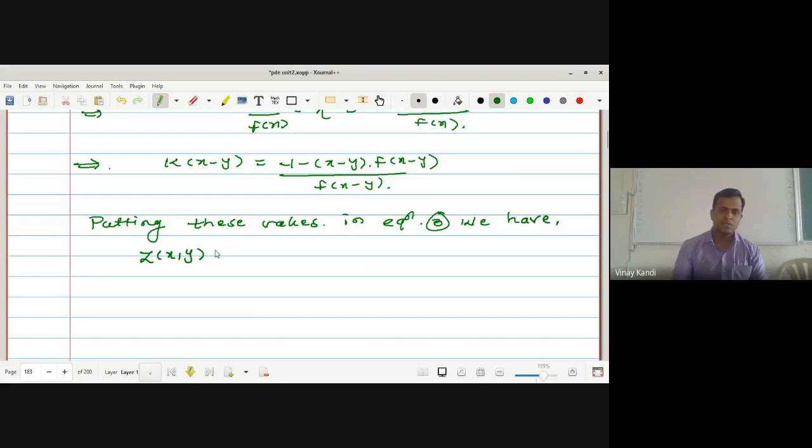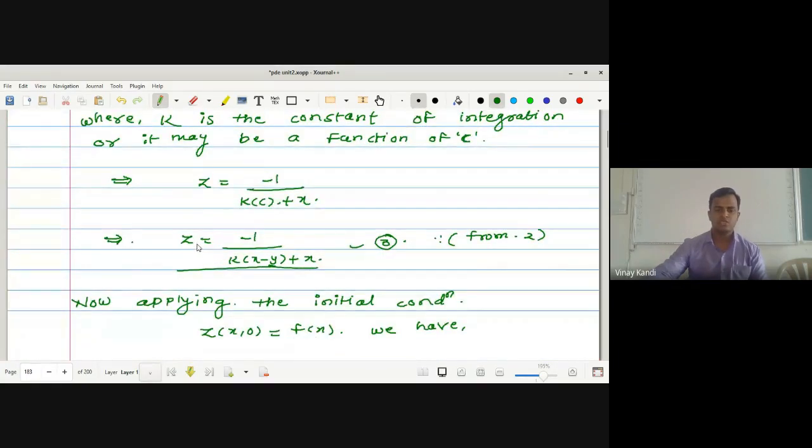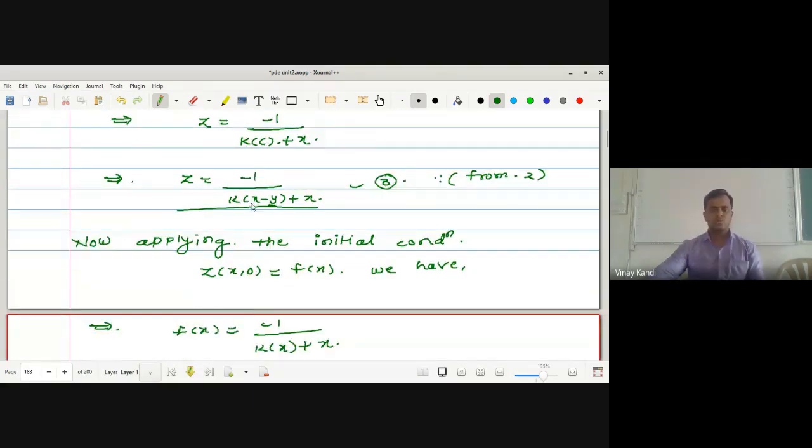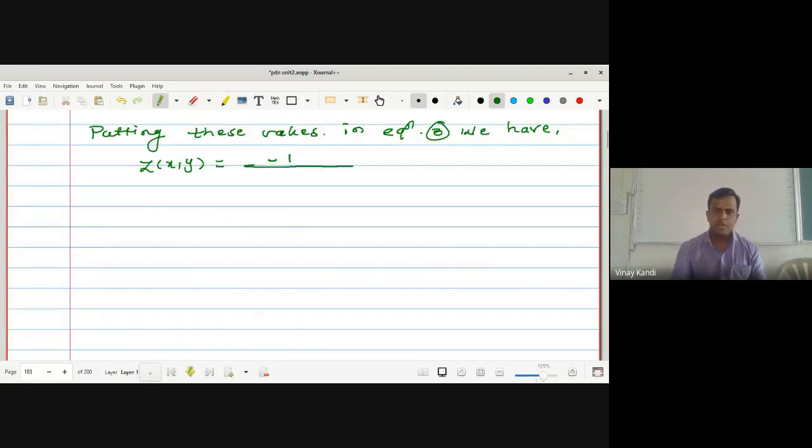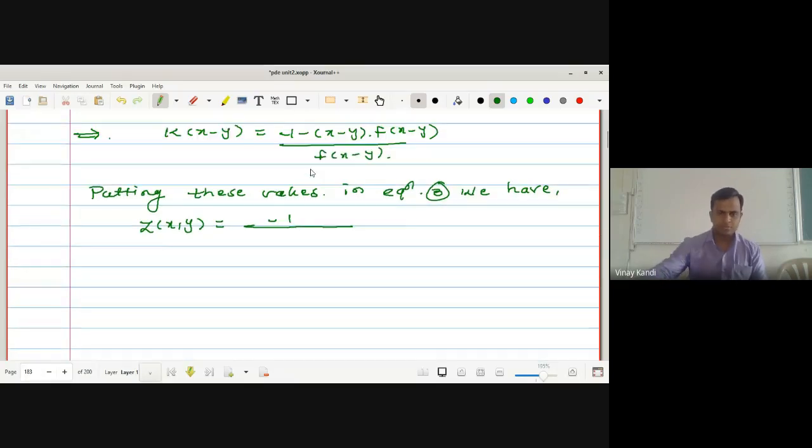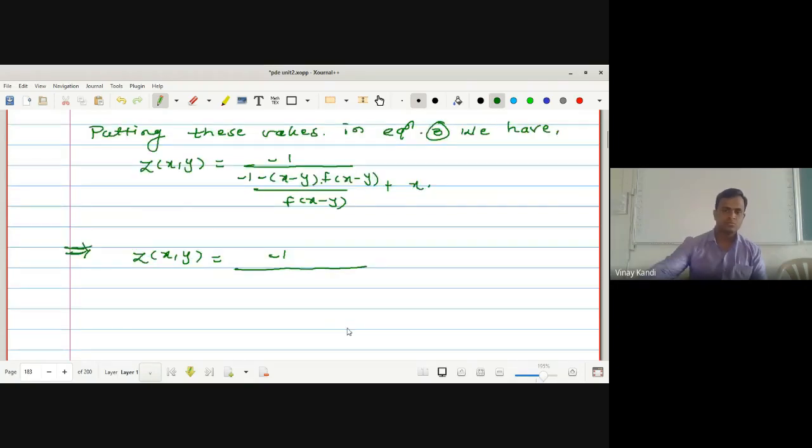okay, so z of xy is equal to, what is the equation number 3? This one, z of xy, the z means z of xy. Okay, z is the function of xy. Okay, so minus 1 divided by, okay, what is the k of x minus y, sorry, minus 1 into minus x minus y into f of x minus y divided by f of x minus y plus x, x है ना, so that implies z of xy is equal to minus 1 upon minus 1 into minus x minus y into f of x minus y plus x into f of x minus y. Okay, and हा कुठे जाणार, डिनॉमिनेटरचा वर, so this is minus f of x minus y.